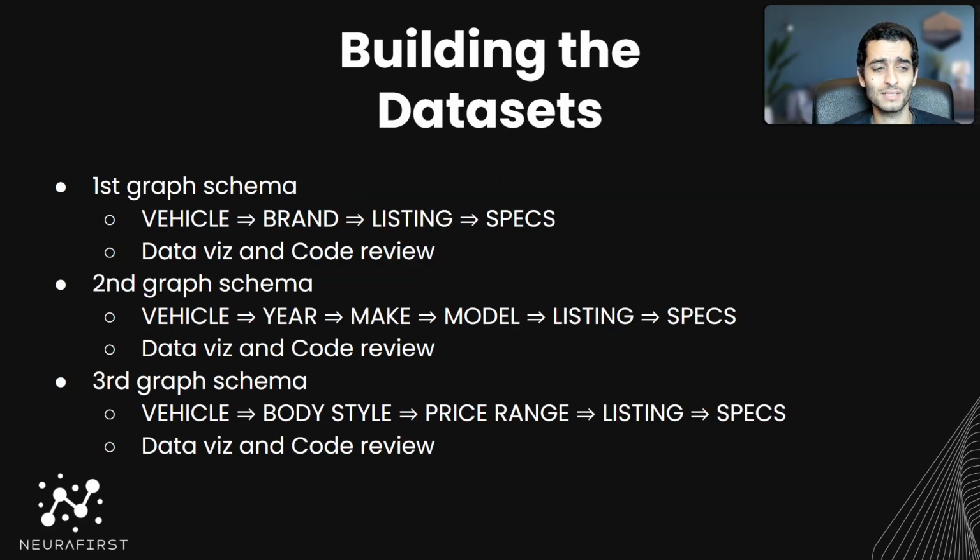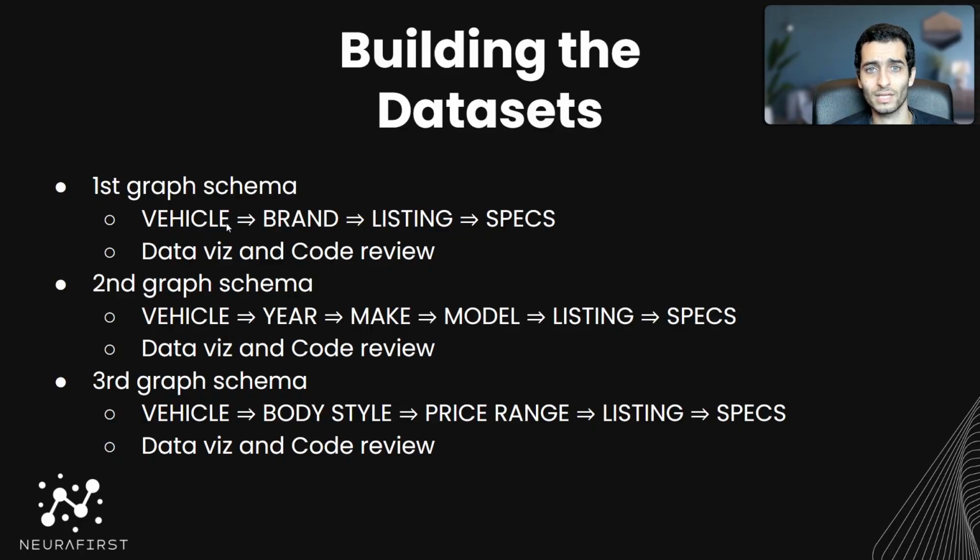And what I did is that I went ahead and built 3 types of graphs. So the way they change is that the schema, the structure of the graph changes. So the first one is about the vehicle, as the root node. Then they are linked to brands, so BMW, Toyota, Jeep, and so on. And then we have a listing, like a specific listing, and then we have all the specs of the listing. So the mileage, the body style, and so on and so forth.